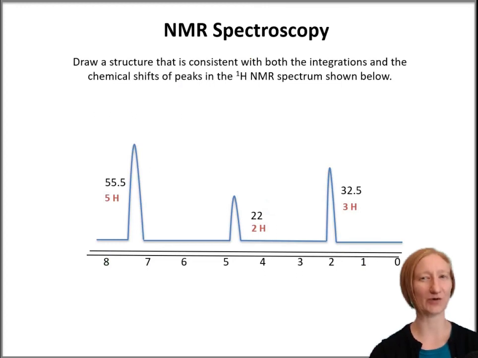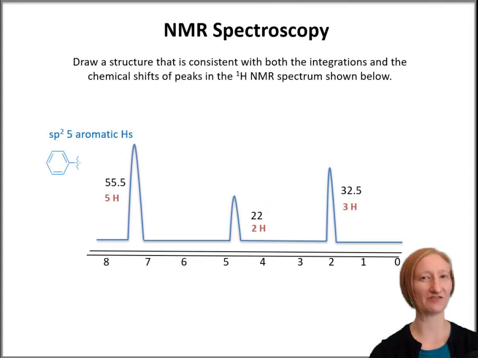Now let's look at the chemical shift values. The signals around 7 ppm indicate aromatic protons, and there are 5 hydrogens, so that gives me a partial structure that's an aromatic ring with 5 hydrogens, or an aromatic ring with 1 group on it.